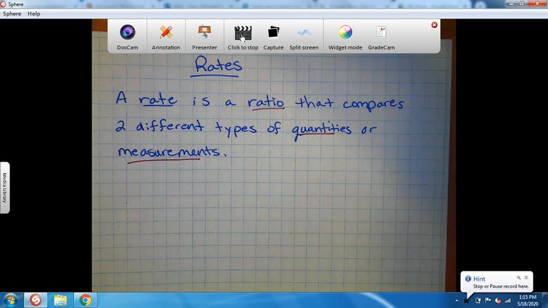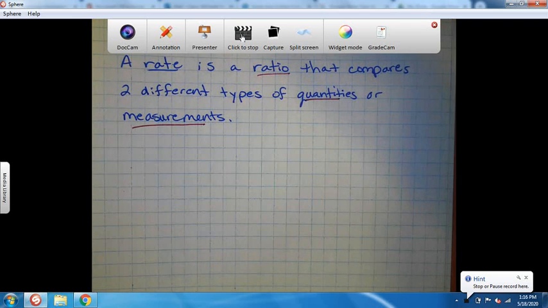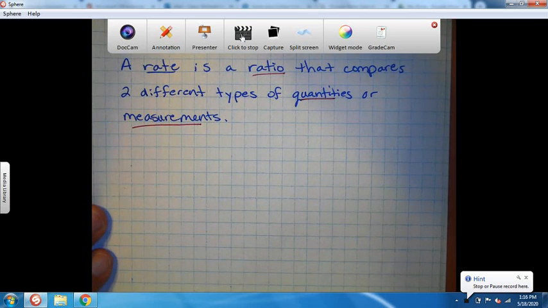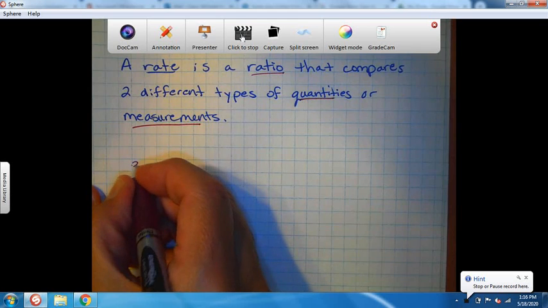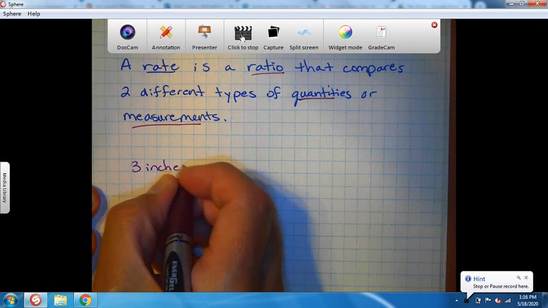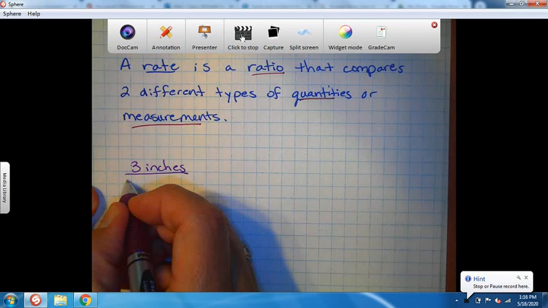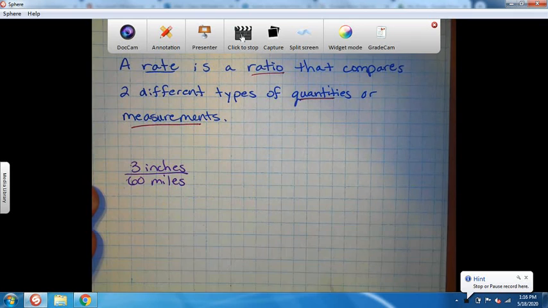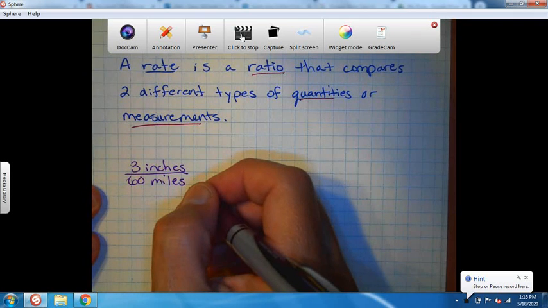Okay, so you've got a rate and then you've got a unit rate. So I'll show you the difference. All right, so you know when you have a map and you can't have miles on a map because then your map would be too big. So instead of miles, you have inches. So let's say you have 3 inches equals 60 miles. See how that's a measurement? Okay? 3 inches equals 60 miles. You can't put 60 miles on a map.